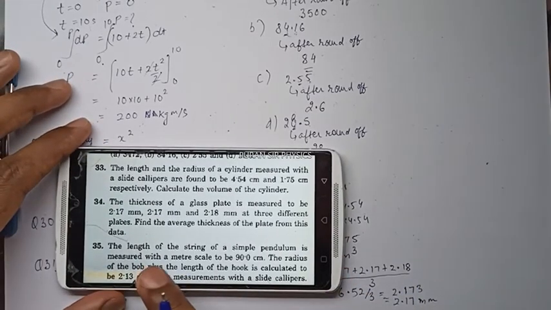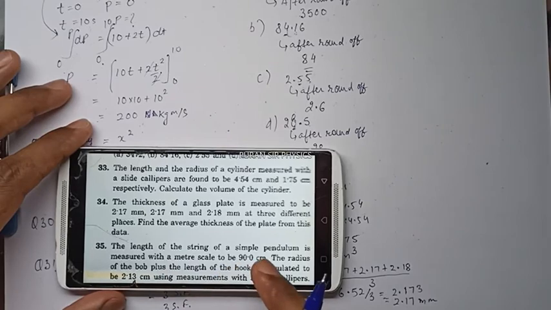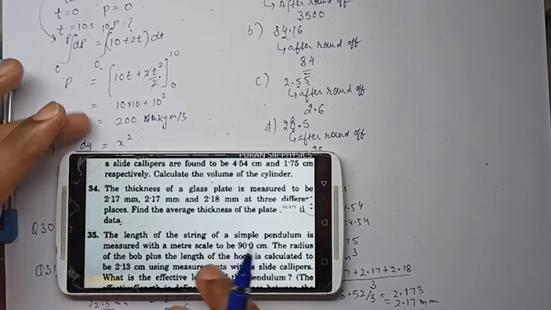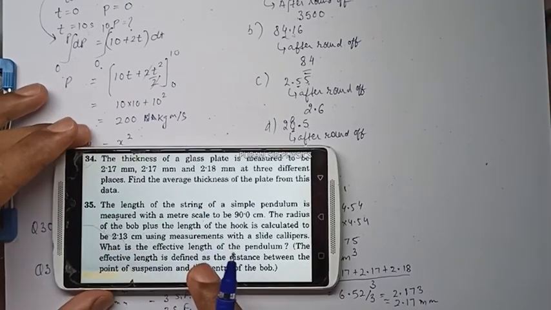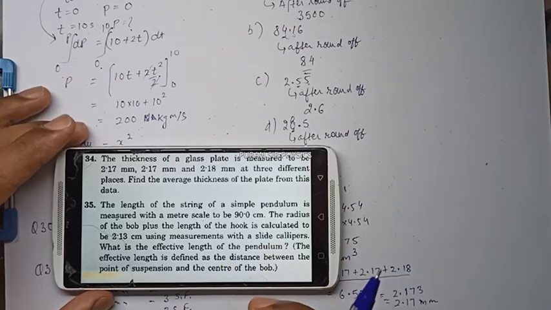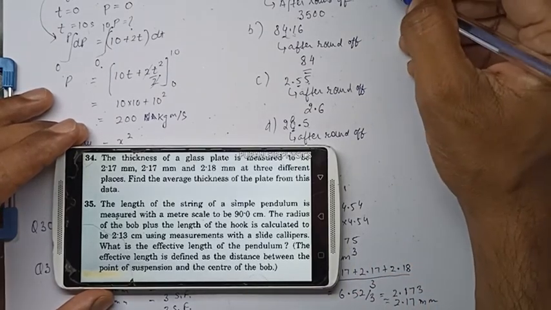In question number 35, the length of the string of a simple pendulum is measured with a meter scale to be 90.0 centimeter. The radius of the bob plus the length of the hook is calculated to be 2.13, using measurements with slide caliper. What is the effective length of the pendulum? So the effective length will be the length of the string plus hook and the radius of the bob. So we have to add all the three quantities.